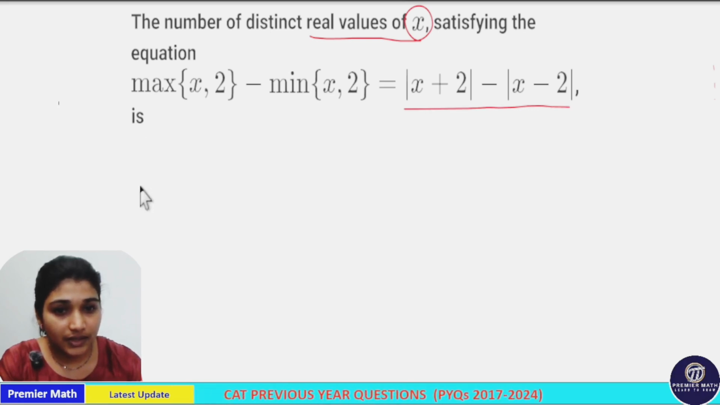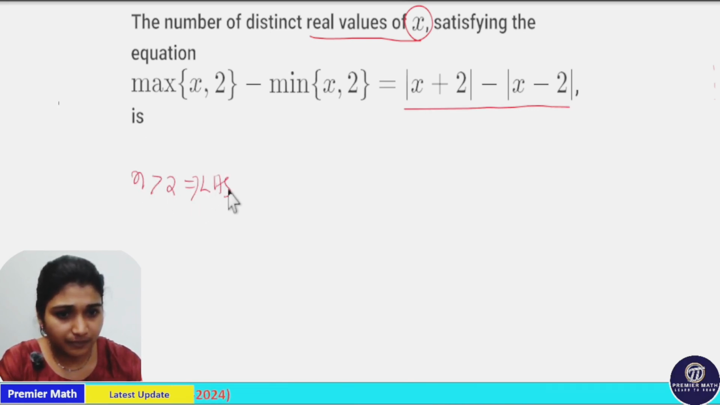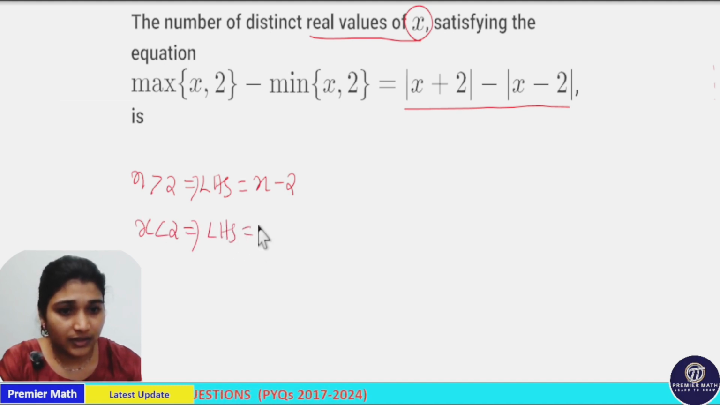If x is greater than 2, then the maximum of x and 2 becomes x and the minimum becomes 2, so the LHS becomes x minus 2 when x is greater than 2. When x is less than 2, the maximum becomes 2 and the minimum becomes x, so the LHS becomes 2 minus x.